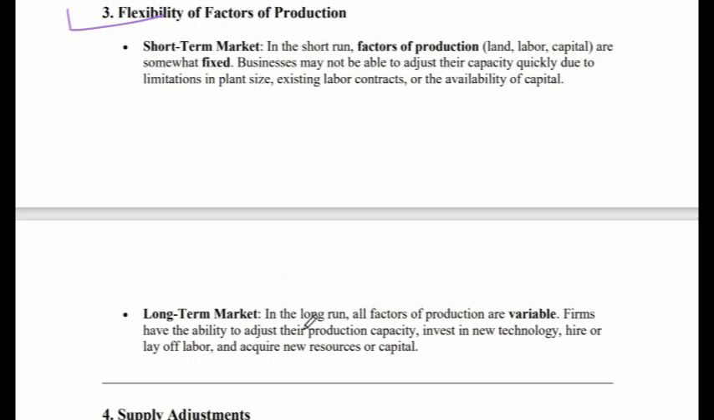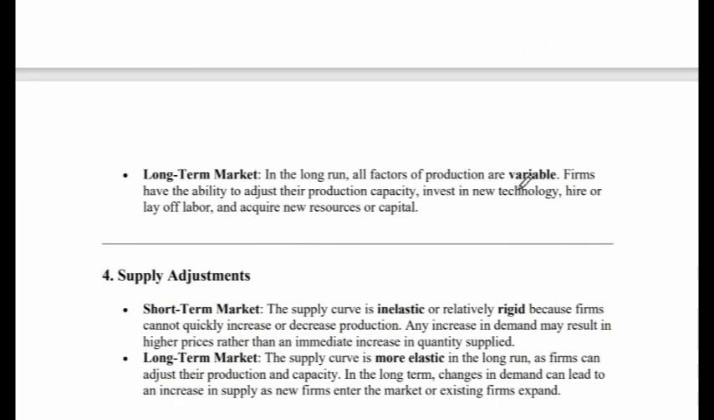Whereas in long term market all factors of production are variable, क्योंकि बहुत टाइम है तो लैंड बढ़ सकता है, कम हो सकता है, लेबर भी घट सकता है, बढ़ सकता है, and capital also can be raised. Firms have the ability to adjust their production capacity, invest in new technologies, hire or lay off laborers, and acquire new resources or capital, जो अभी मैंने एक्सप्लेन किया.